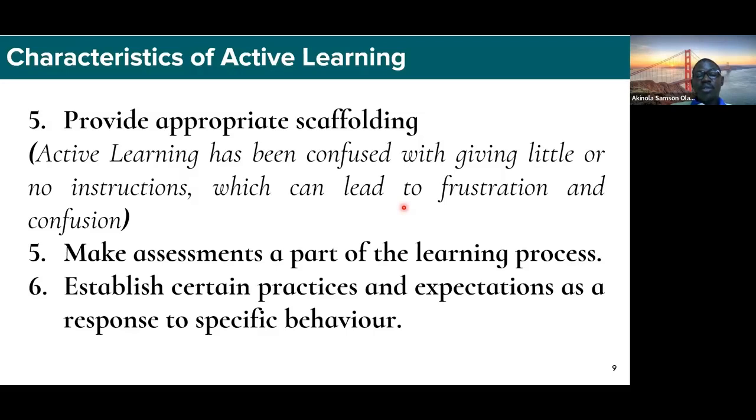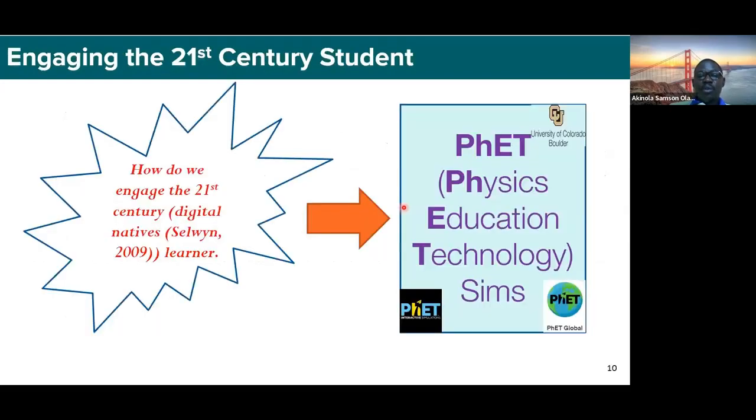Even though the student or the learner plays a significant role in the learning process, that doesn't rule out the responsibility and the role of the teacher or the instructor, as the case may be. Number five, it makes assessment a part of the learning process. So you assess the student to weigh the performance and then keep learning and building on the knowledge. Establish certain practices and expectations as a response to specific behavior.